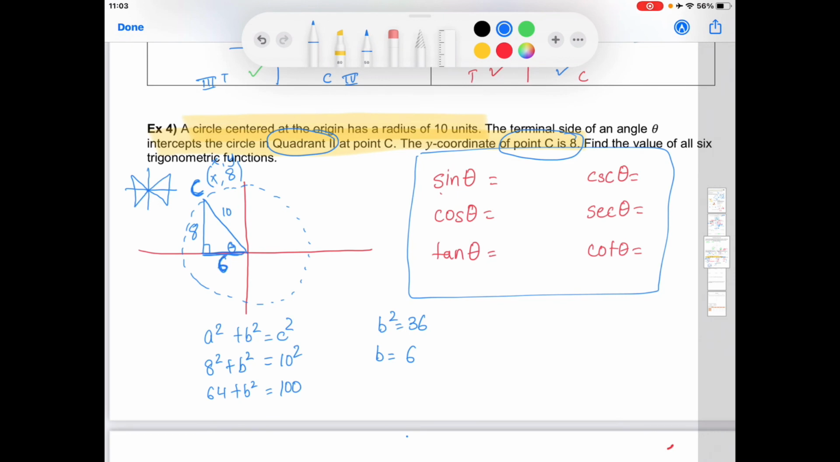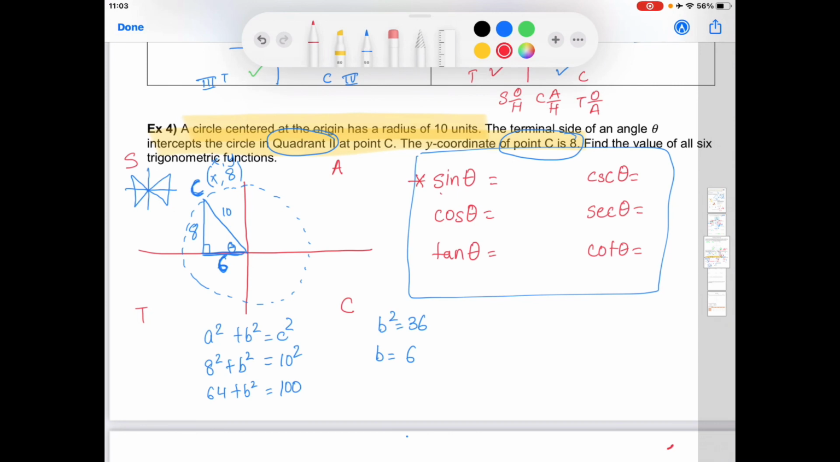Okay, but be very careful. We're in the second quadrant. We need to write our ASTC. Because guess what? Only my sine and cosecant are going to be positive. Rest, all these functions will be negative. So only sine and cosecant are positive. Rest, everything is going to be negative because we're in the second quadrant. Okay? So that's where ASTC comes in handy. So I already know my 3 sides of the triangle. Use my SOHCAHTOA. I'm going to write that here. SOHCAHTOA. And come up with the ratios.